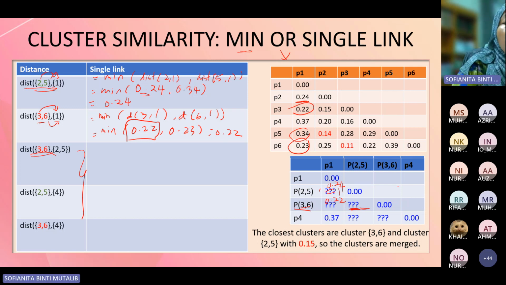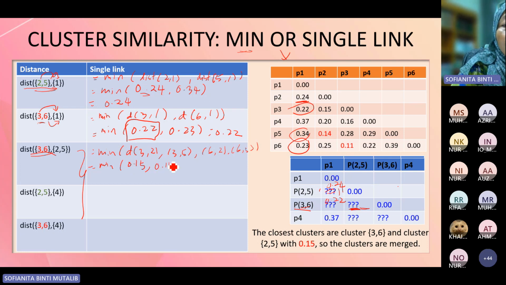Okay, good. Meaning here, the mean distance of 3, 2, 3, 5, and 6, 2, and 6, 5. So 3, 2, what is 3, 2? It's the minimum of 0.15. Okay, those who have finished can continue with the rest.